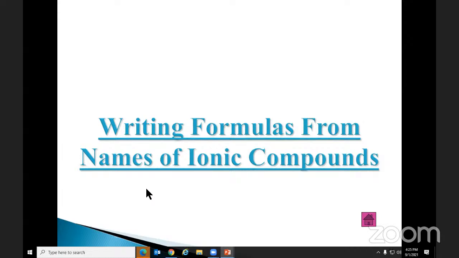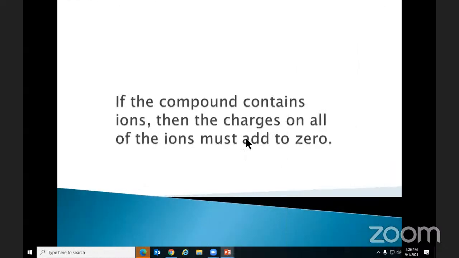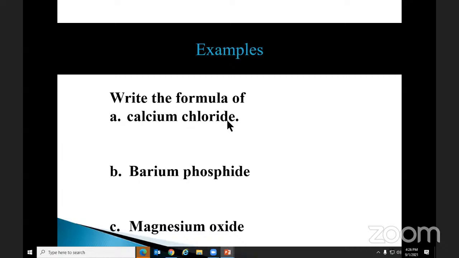Let's talk about writing formulas from the names of ionic compounds. What we're going to learn here is how to determine the formula based on the name of your ionic compound. The first thing you need to be aware of when doing this is that a chemical compound, whether ionic or covalent, must have a net charge of 0. In the case of ionic compounds, that means the total number of positive charges must equal the total number of negative charges, so that all the charges, when added up, come to a net of 0. That's something you need to keep in mind when doing problems like this.